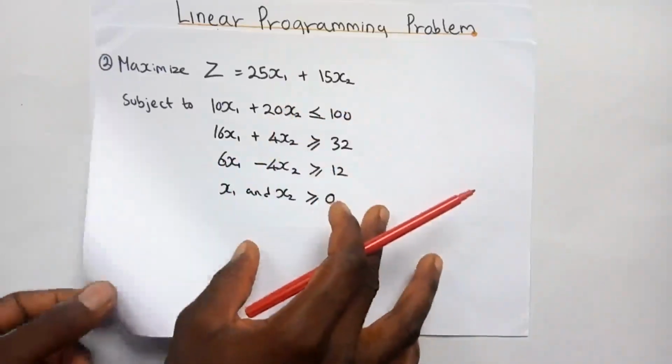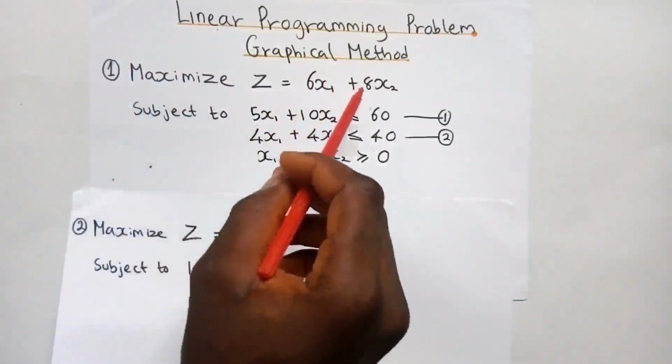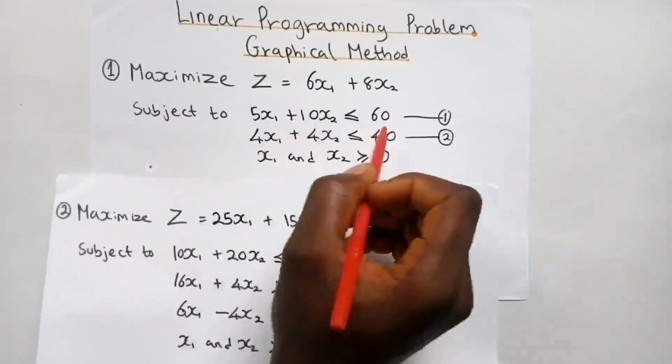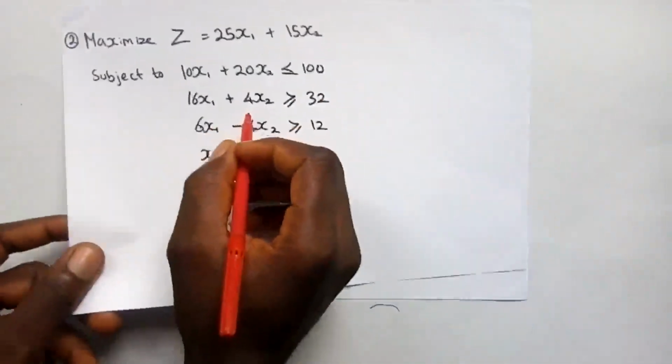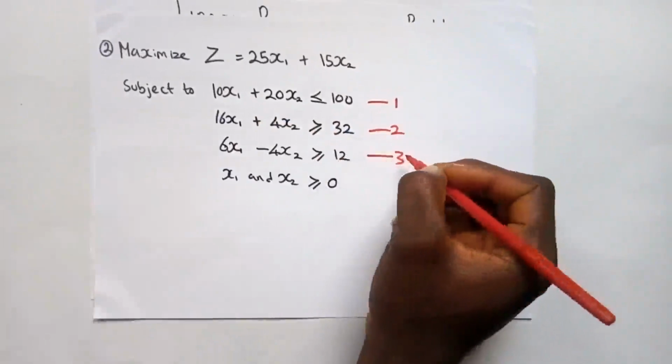We can solve this exactly the way we solved the first question, which is maximize Z equal to 6S1 plus 8S2. Notice that this question has only two constraints, 1 and 2. But question 2 has three constraints, 1, 2, and 3.